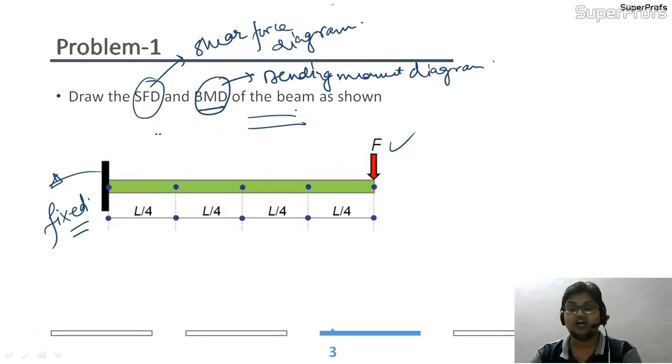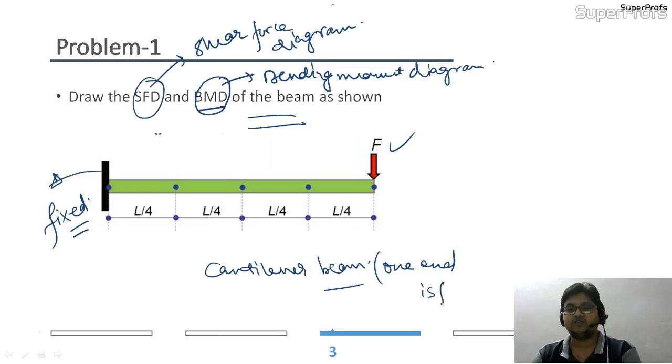I will not be writing, because it is up to you to identify and analyze what type of beam you are studying, so that it will be very easy for you to draw the reaction in the beam. So this is a type of cantilever beam, because one end is fixed. Now, if one end is fixed, then we always know what type of reaction will be coming.